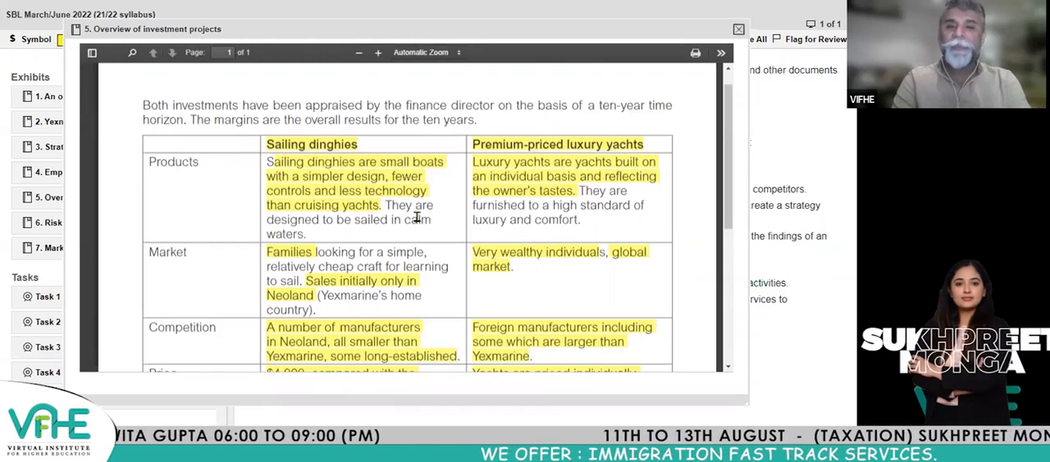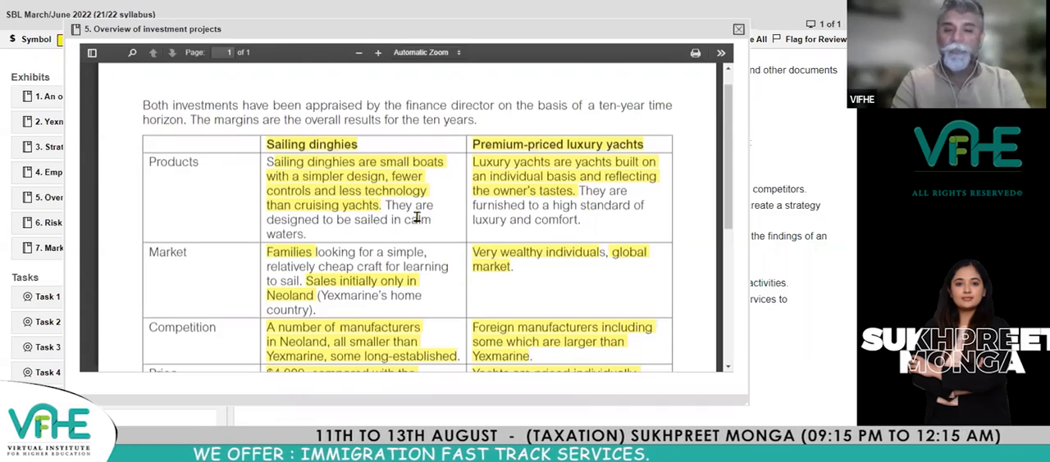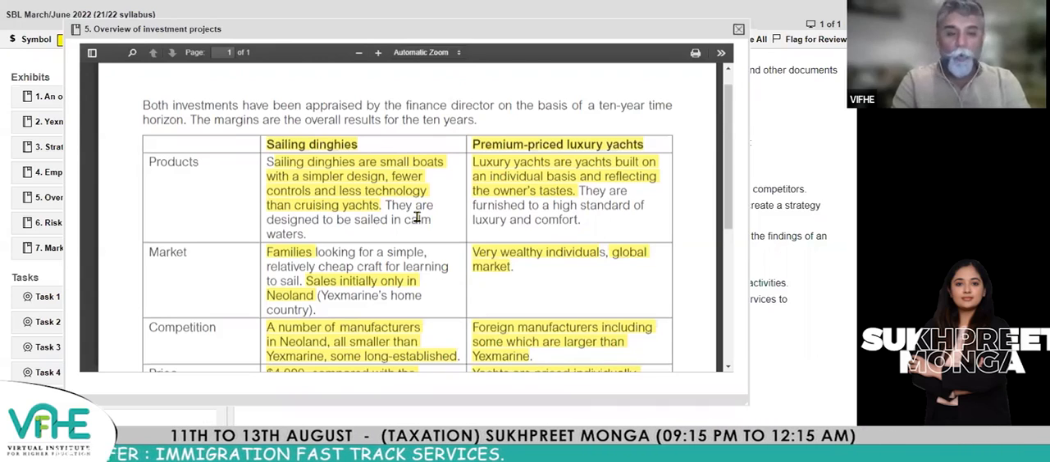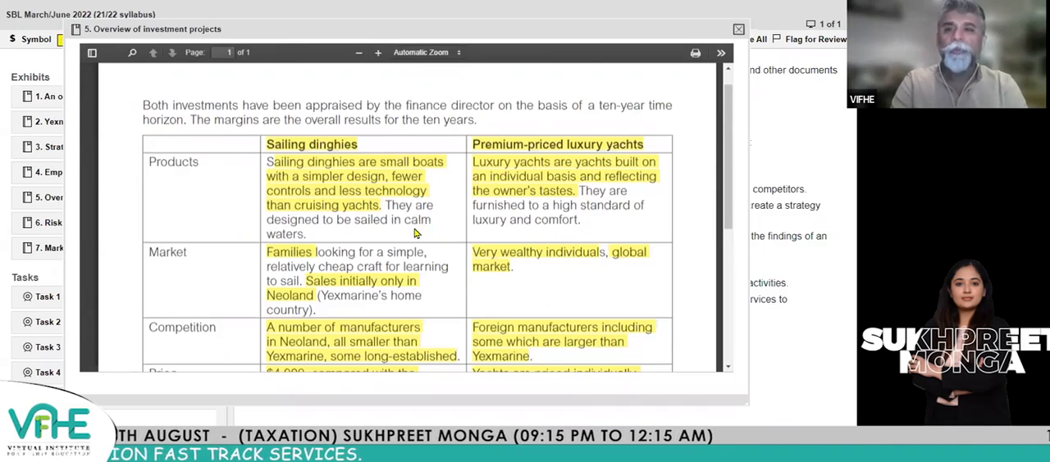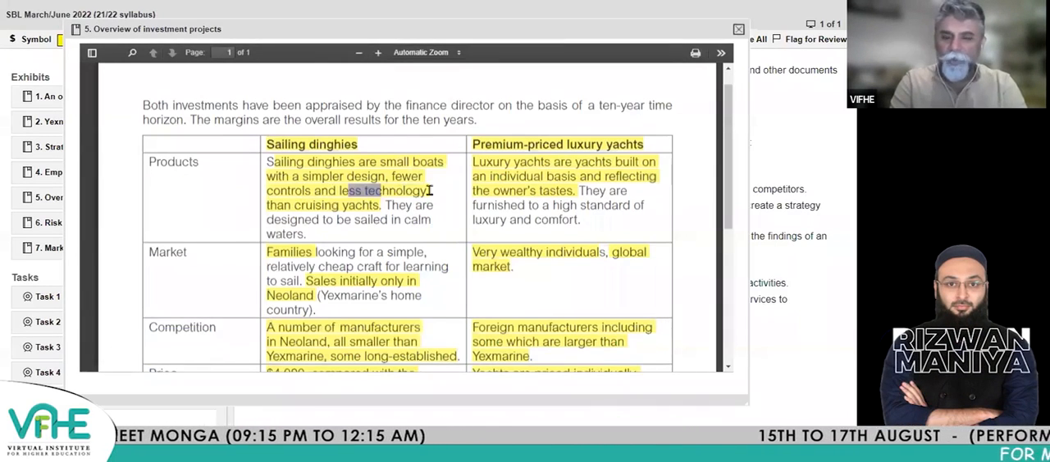Do we have any experience, guys? Dinghies? Only in one country? No. We'll go one by one here. Guys, come on. I'm just talking about this portion. Product.